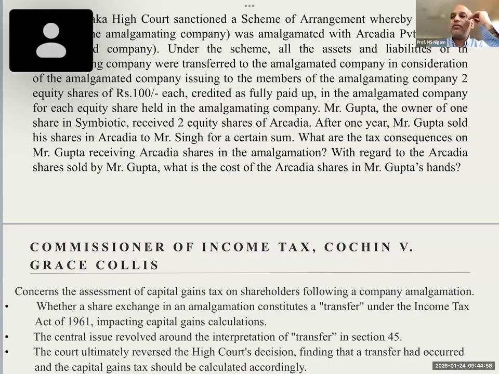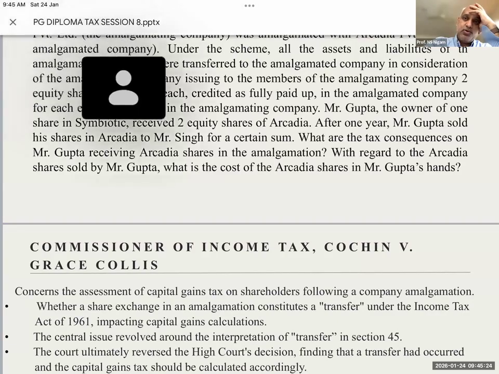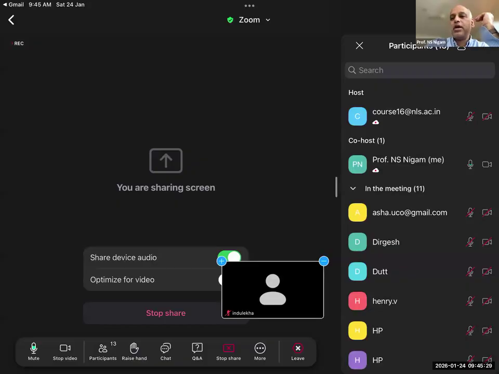And therefore, in Mr. Gupta's hands, with regard to the Arcadia shares that are sold by Mr. Gupta, the cost of the Arcadia shares would be what it cost him to buy the Symbiotic shares. And that is by virtue of section 49 clause 2. Okay, so that's where we were.